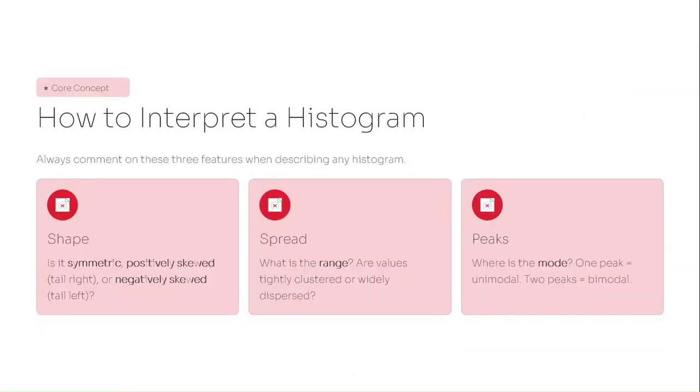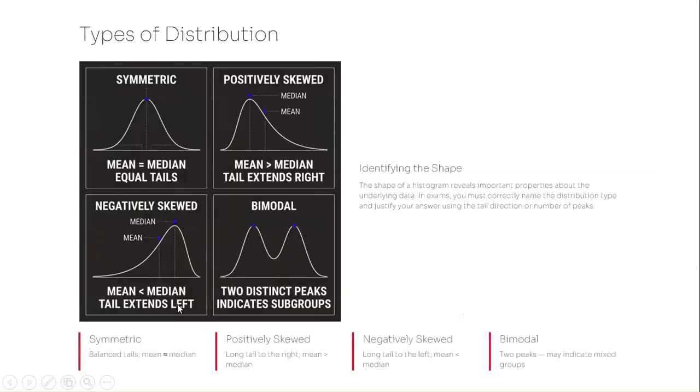Always describe three things. First one, shape. Next is spread. And third is peaks. This is a standard answer structure in exams. Missing any one reduces marks.